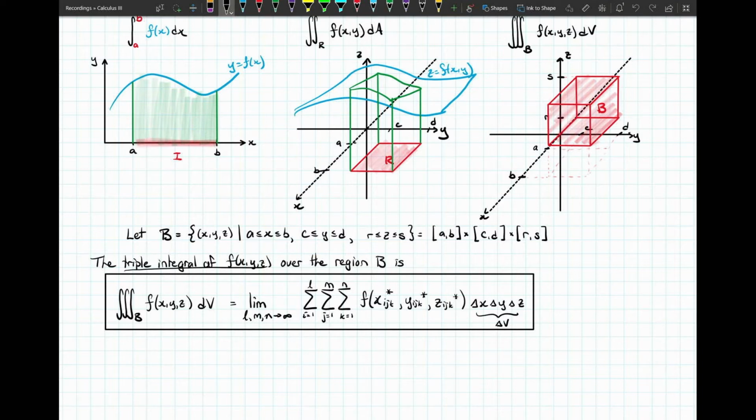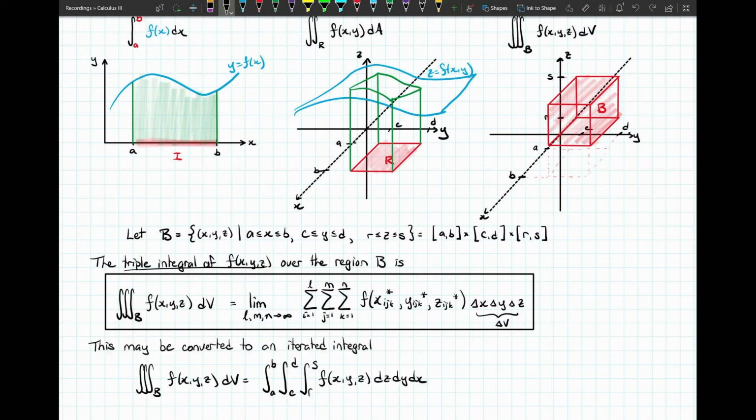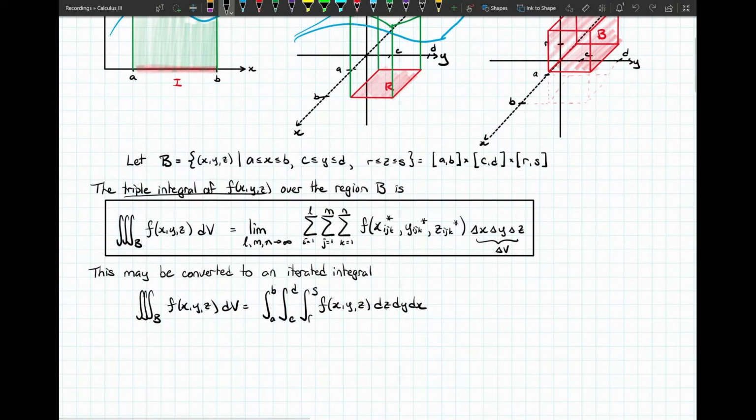As you can probably imagine, a triple integral can be converted into iterated integrals where we will have three separate boundaries on z, y, and x. Since this particular region is a box, the boundaries on z will be from r to s, the boundary on y will be from c to d, and the boundary on x will be from a to b, and we have our iterated integral form.